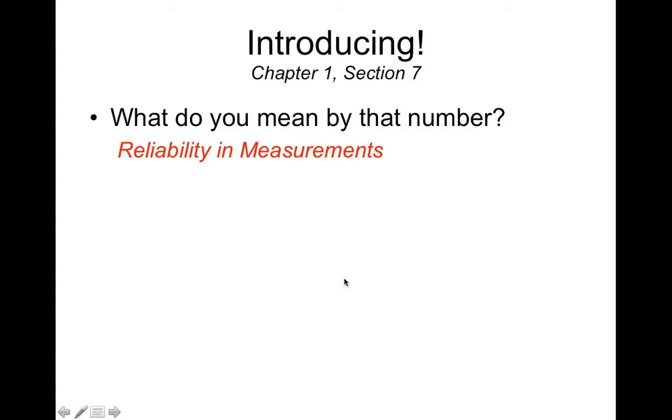Okay, Tro Chapter 1, Section 7. We're starting to get into some really, I think, elegant aspects of science. So we're dealing with the reliability of measurement in Section 1.7, and we're going to answer the question, what do you mean by that number? And before I do, I'm going to motivate this with just one figure that I Googled the other day.